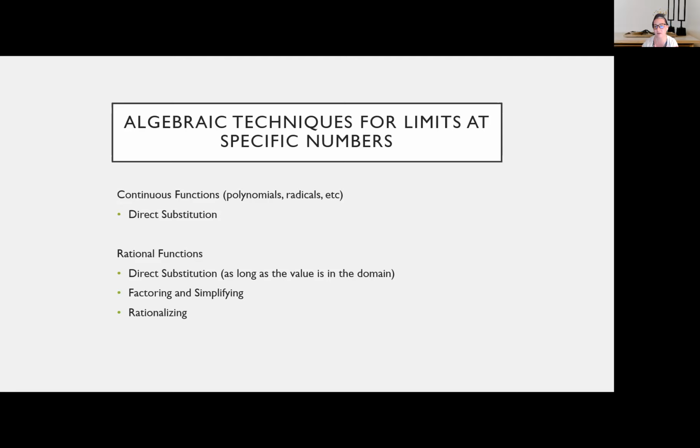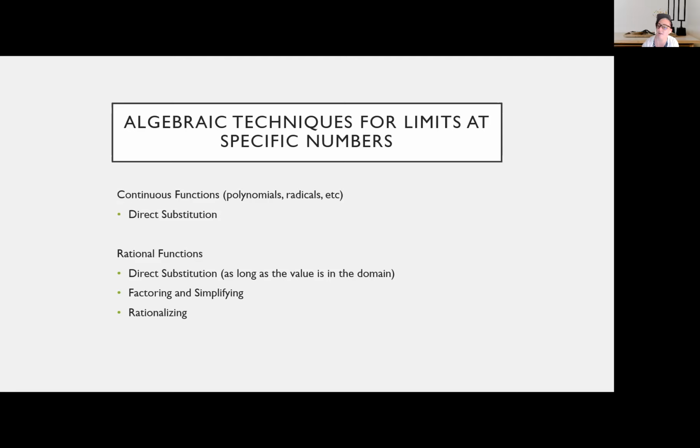So if your function is continuous, meaning that there's not a gap, no vertical asymptotes, no jumps in your equation, and it's not a piecewise equation, which means any polynomial, linear, radicals, exponentials, those are all continuous functions, you can do direct substitution. You just plug in the number that you're interested in, and that's going to be your limit.